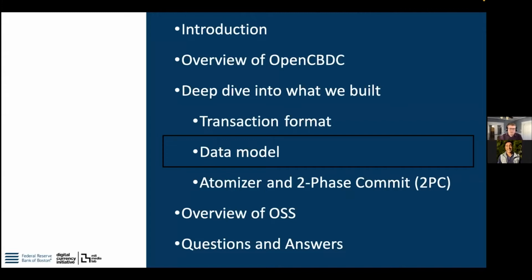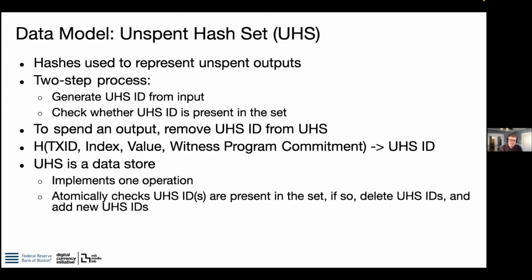Okay, so let's move on to the data model now. Previously we talked about the transaction format, which is how users and developers actually interact with the system. That's the transaction payload you submit. But behind the scenes, the way the system actually digests and processes those transactions is a little bit different. So what we ended up using is this data structure called an unspent hash set, which was actually proposed several years ago by one of the contributors to this project, Corey Fields.